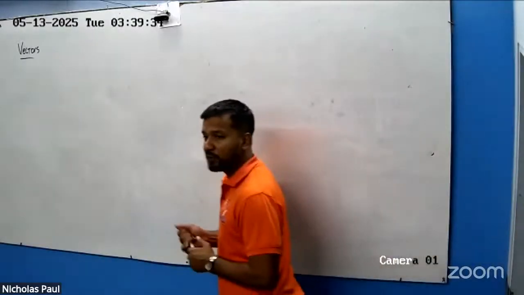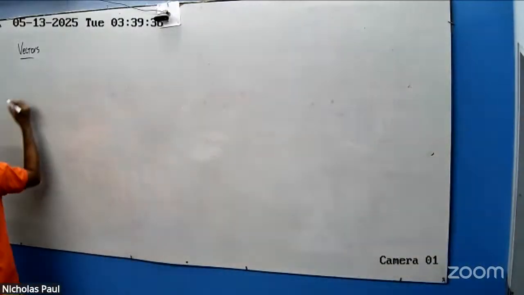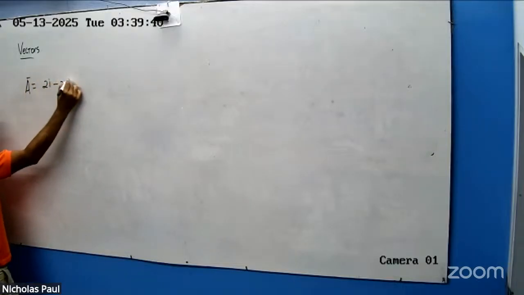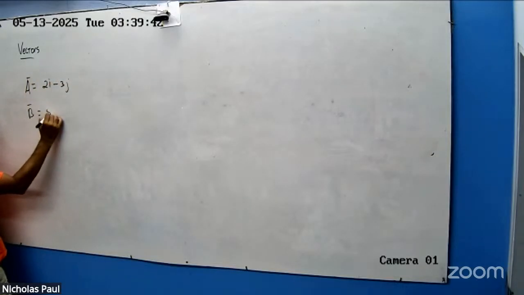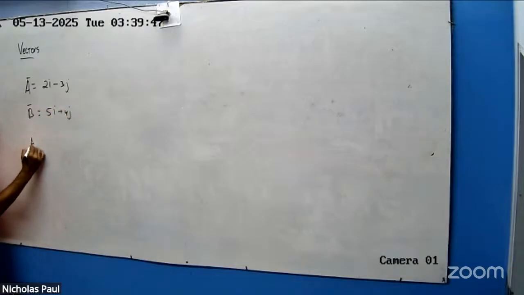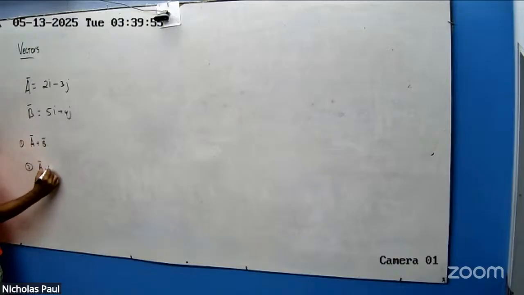There's some small things I wanted to let you review from the past couple of weeks. So I'm giving you A, 2i minus 3j, and I'm giving you B, 5i plus 4j. Just do me a favor: number one, add A and B. Number two, multiply A and B.